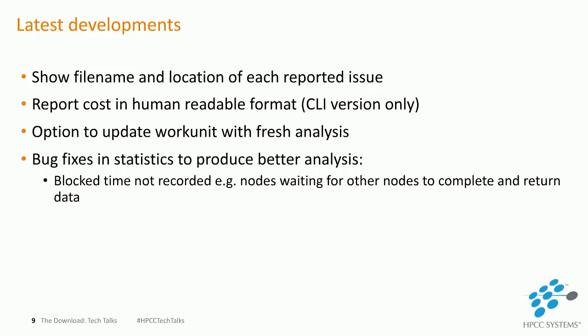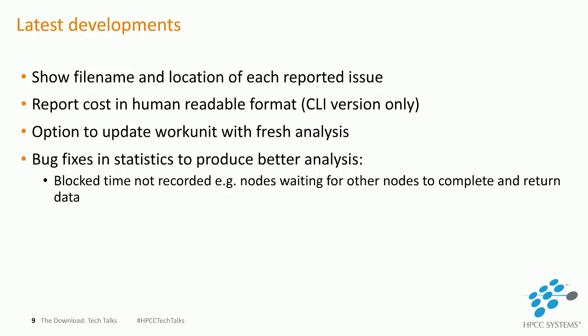Okay, we've made some fixes in the statistics. We found some things that were affecting how well the Workunit Analysis Tool was providing analysis. For example, we didn't have any statistic for the time node sent blocked. That is the time that nodes were idle because they're unable to continue until their peers return some data. So you could have one node working away, trying to prepare data, and all the other nodes waiting for that data.